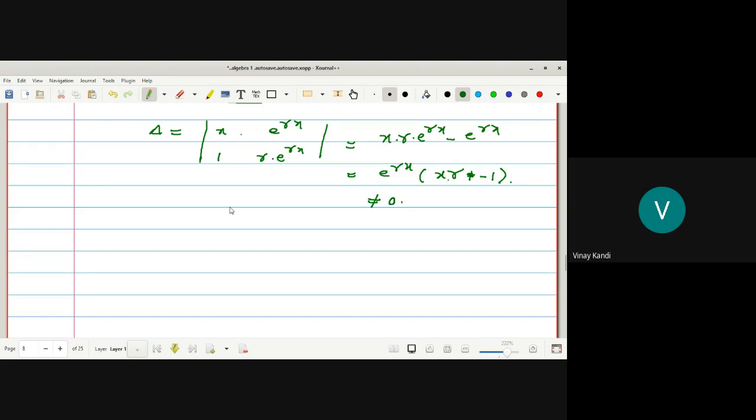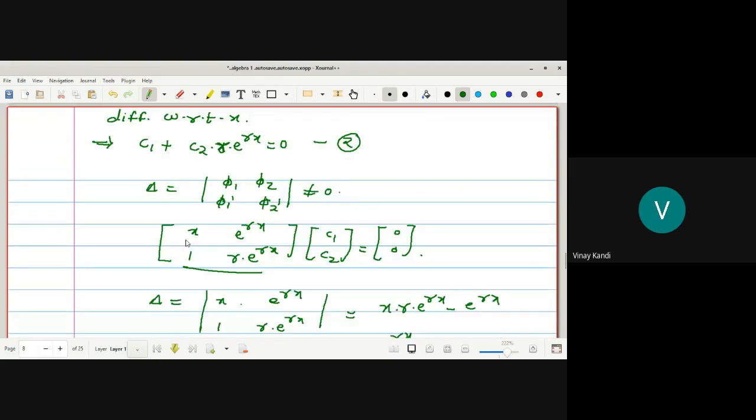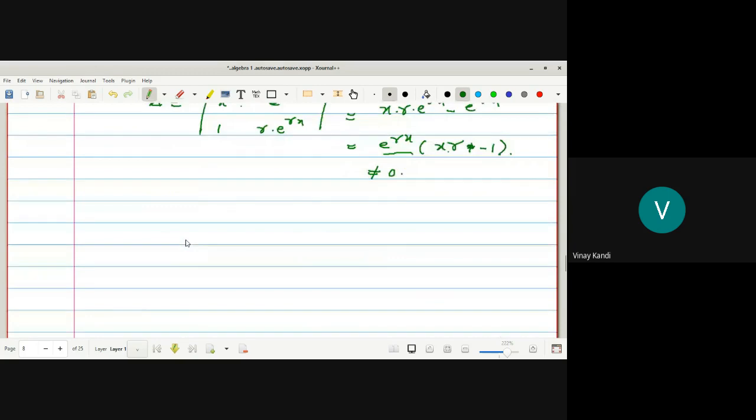Okay, at least one point ला जरी not equal to 0 आला तर that function is not equal to 0. Okay, हा तर तुमचा पॉझिटिव्ह असणार नेहमी. e raised to rx is always positive function. Okay, any doubt? No, sir. Hence it is not equal to 0.